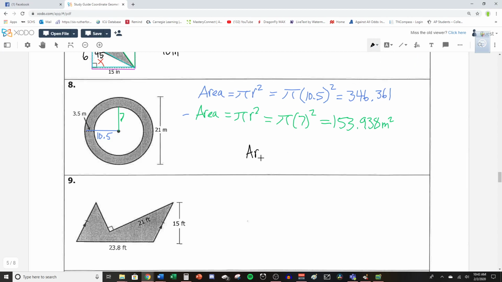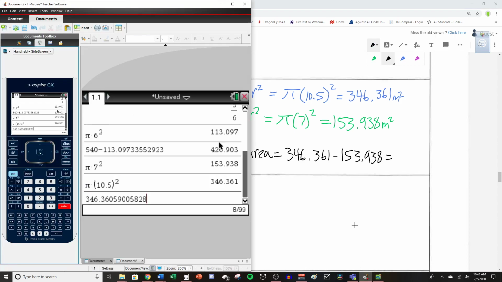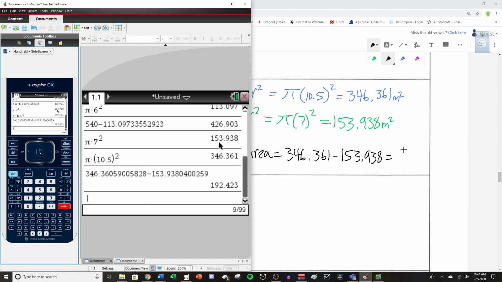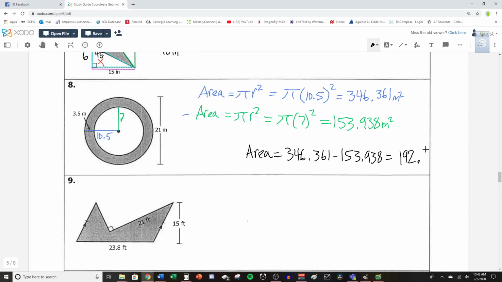So area equals 346.361 minus 153.938. And that's going to go here. I don't want to forget my units. Grab my calculator. Let's just copy this area, subtract this area. We get 192.423. So 192.423 meters squared. There's our answer.